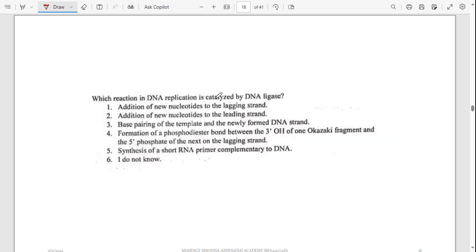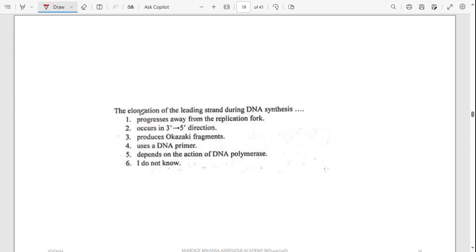Which reaction in DNA replication is catalyzed by ligase? So we've already answered this one. What did we say? We said 4.